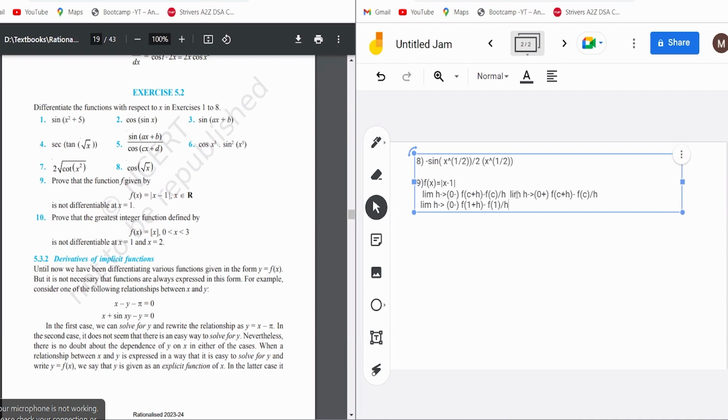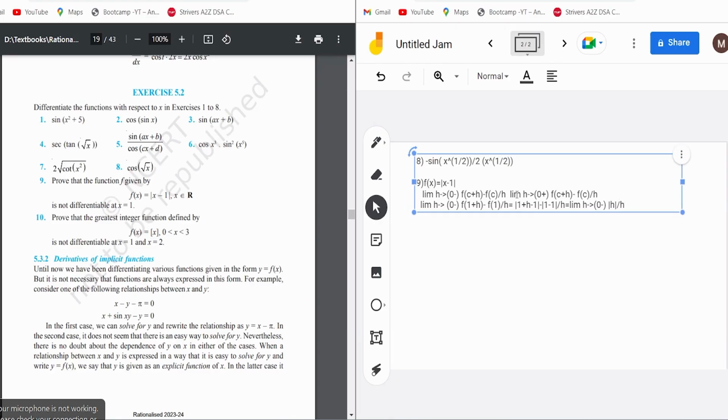divide by h. Okay, so now using the definition of function, it would become mod of 1 plus h minus 1, minus mod of 1 minus 1, divide by h. So from here we can easily say that we will get limit of h tending to 0 minus, mod of h by h.